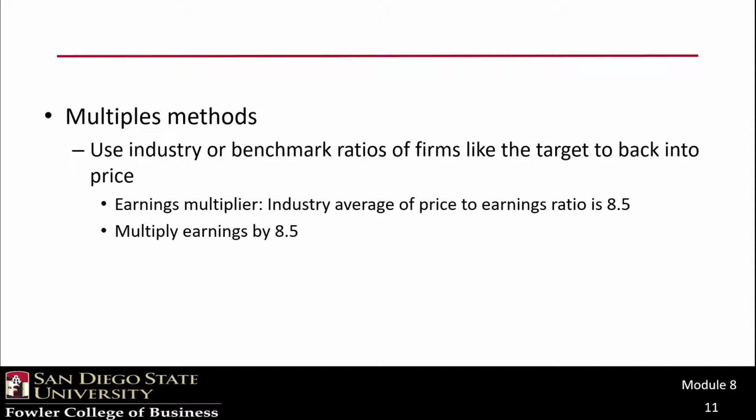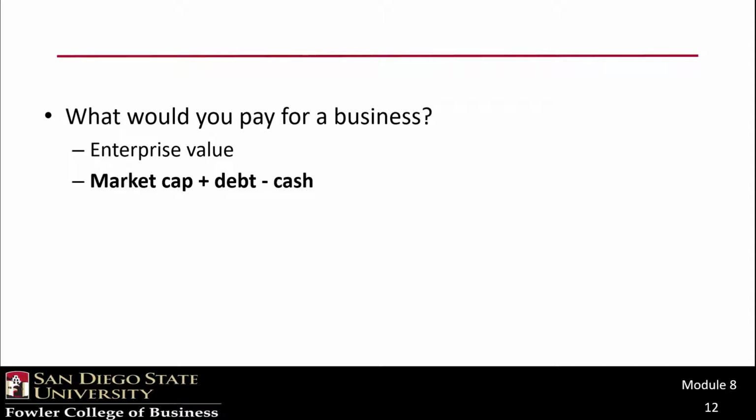The multiples method uses industry or benchmark ratios of similar firms to the target so that you can back into the price. So for example, the earnings multiplier, you might determine that the industry average of price to earnings is 8.5. And so you can take this specific firm's earnings and multiply it by 8.5 and get an estimate of its value. What you would pay for a business is often called its enterprise value. And that's typically the market capitalization plus any debt, less any cash.